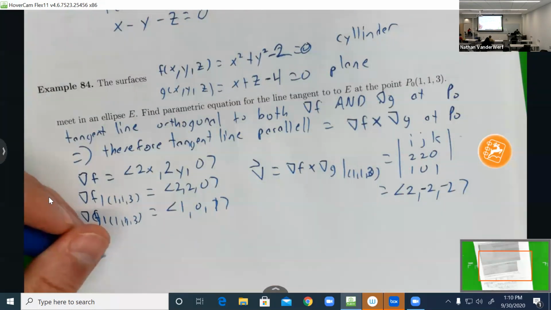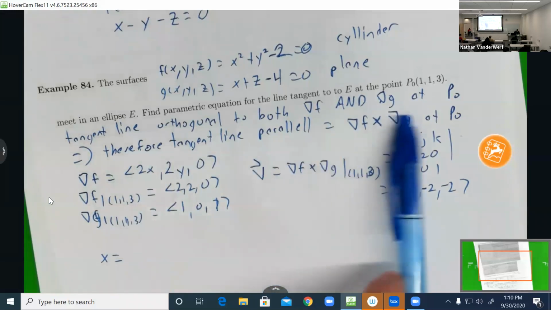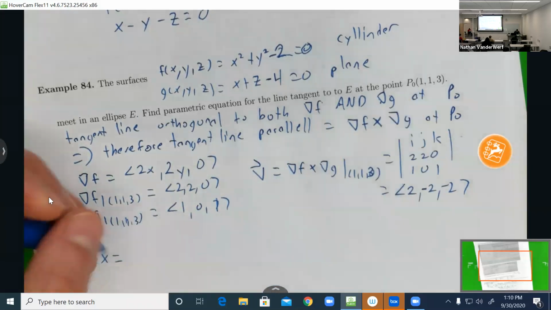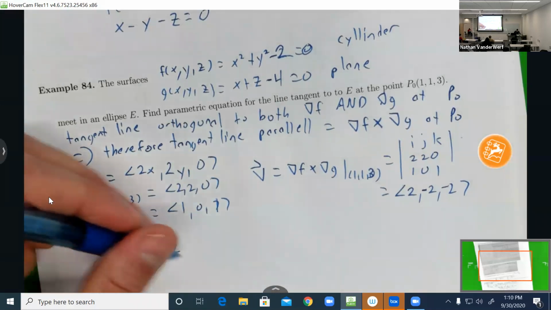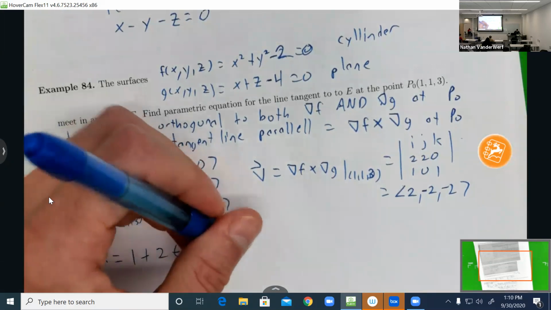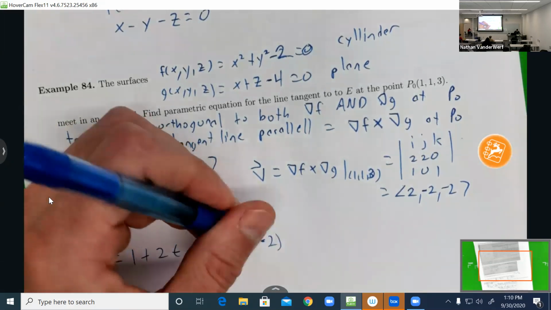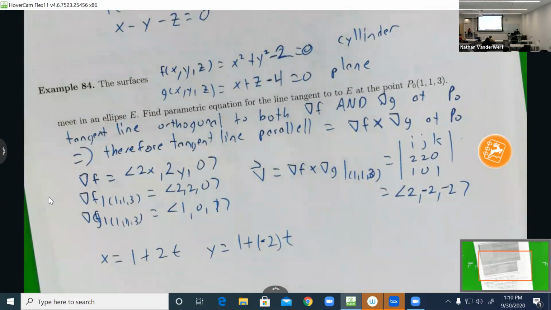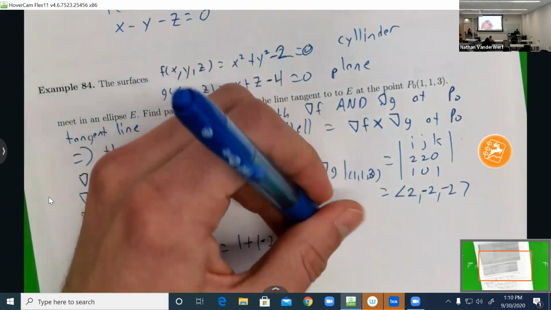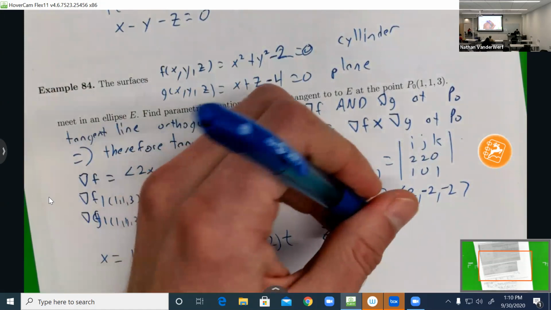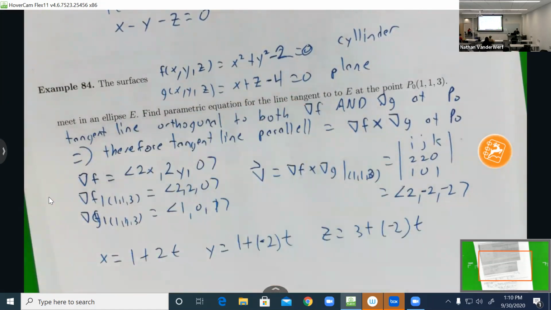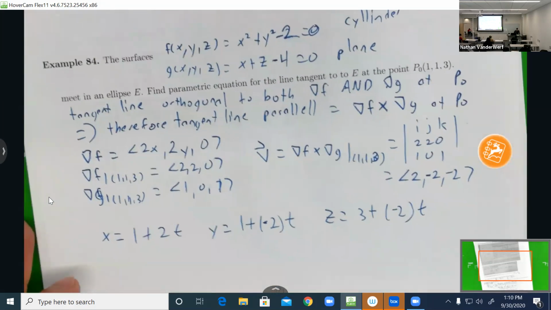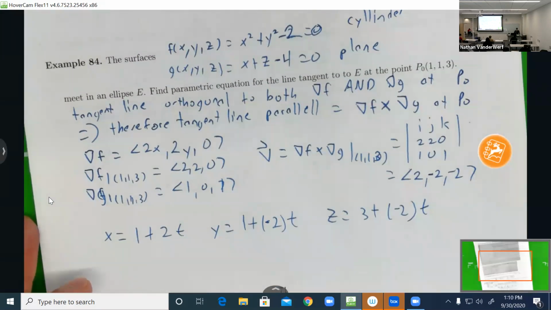For the parametric equations, x is equal to, what's our original point? 1 here. So 1 plus, and here we got a 2, so 2t. y is equal to 1 plus minus 2t, and z is equal to 3 plus minus 2 times t. All right, so I think that is good.